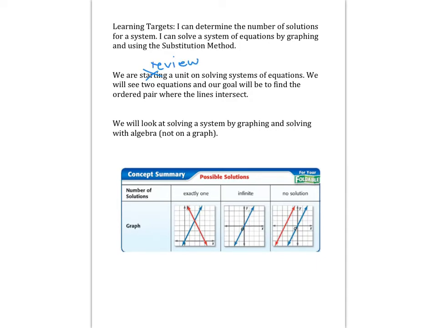We will see two equations, and our goal will be to find the ordered pair where the lines intersect, if they do. We will look at solving a system by graphing and solving with algebra, so by not using a graph.